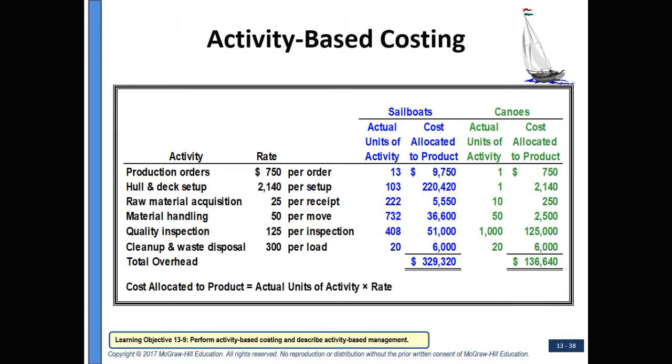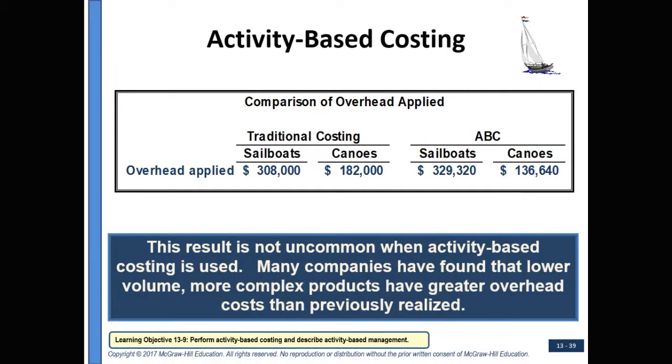Let's take the amount of overhead that was allocated and compare that back to the traditional costing. You see here that the sailboats under activity-based costing are allocated a higher amount of overhead than the canoes are. This is not uncommon when you have different complexity to your items. Items that are more complex have greater overhead costs applied to them than previously realized under the single overhead driver.